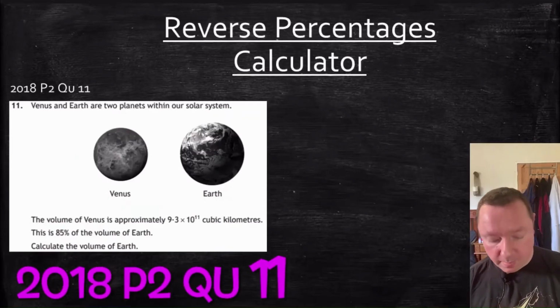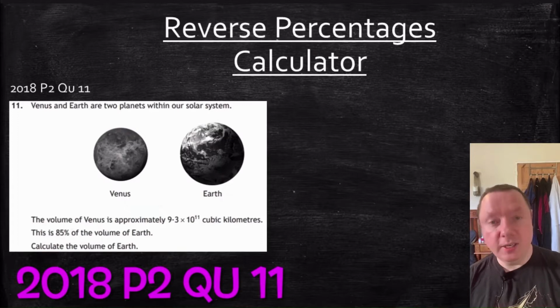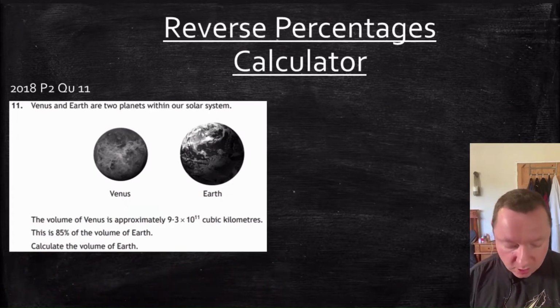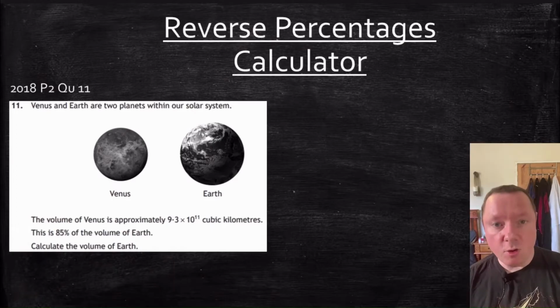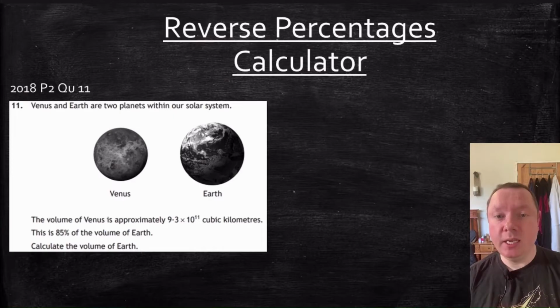Two planets in our solar system. The volume of Venus is 9.3 times 10 to the 11 cubic kilometres. This is 85% of the volume of Earth. Calculate the volume of Earth. Notice it does not say it's gone down by 85%, it's just telling you that it's 85% of the volume of Earth. So 85% is our multiplier, okay?